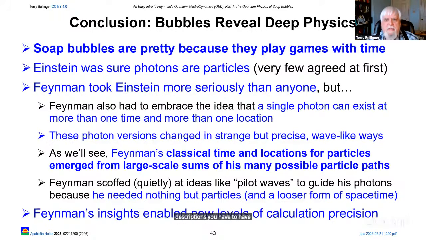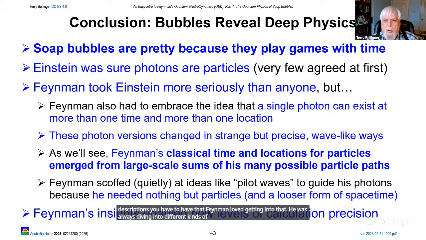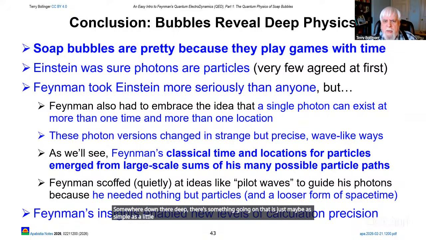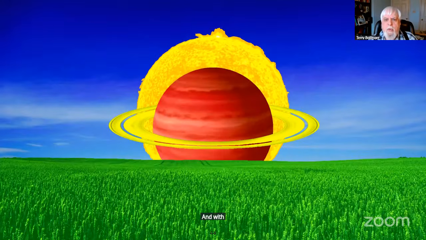Feynman loved getting into that. He was always diving into different kinds of math, but he also never backed off from the idea that beneath that is simplicity. Somewhere down there deep, there's something going on that is maybe as simple as a little clock dial running through space and giving you whatever you want. And with that, I will wrap up this part of my talk about the Feynman lectures.